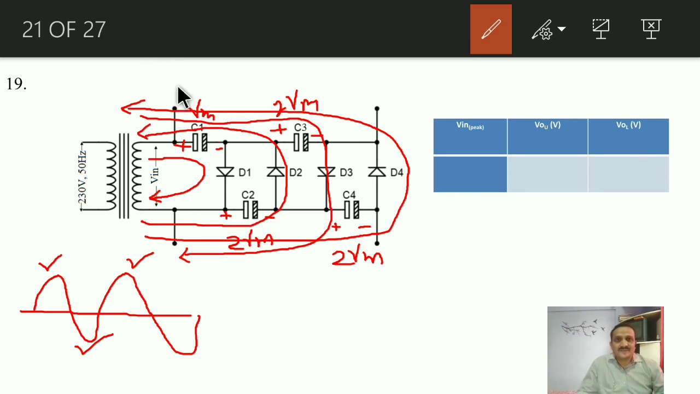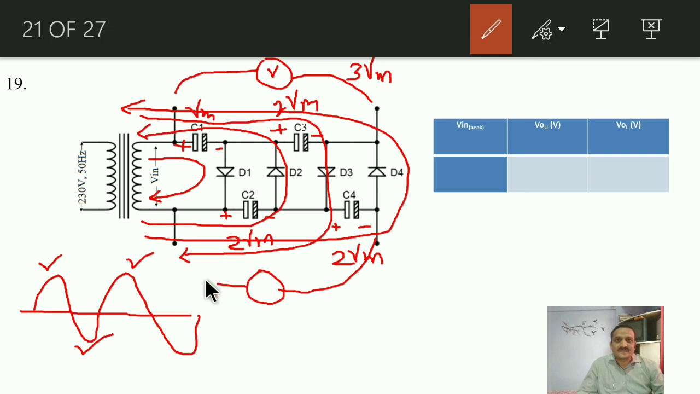Now see, if we measure the voltage across these two terminals by using a DMM, how much will it be? It will be equal to Vm plus twice of Vm, so it will be 3 Vm. And similarly, if we measure the voltage across these two terminals, how much will it be? It will be equal to twice Vm plus twice Vm, so it will be 4 times Vm.